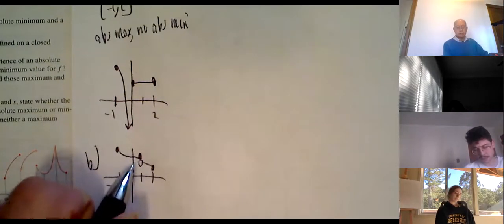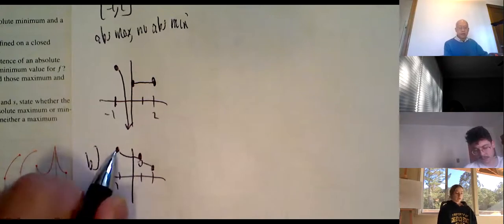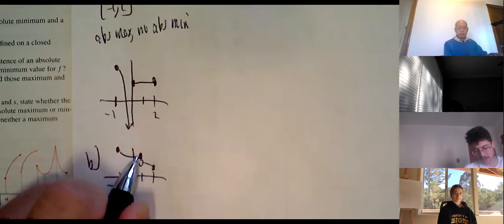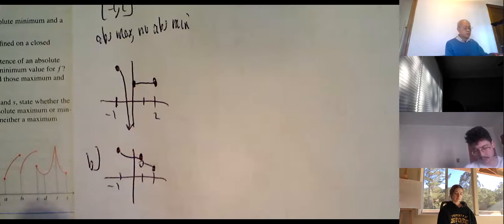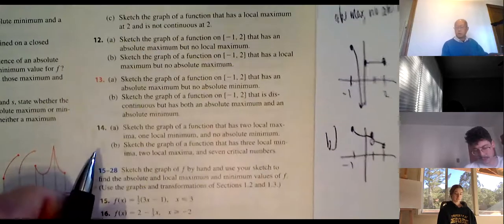Maybe I put that too close. It's supposed to be a little bit lower. So absolute maximum, absolute minimum, but there's a jump from there to there. Okay, so that would be 13b.